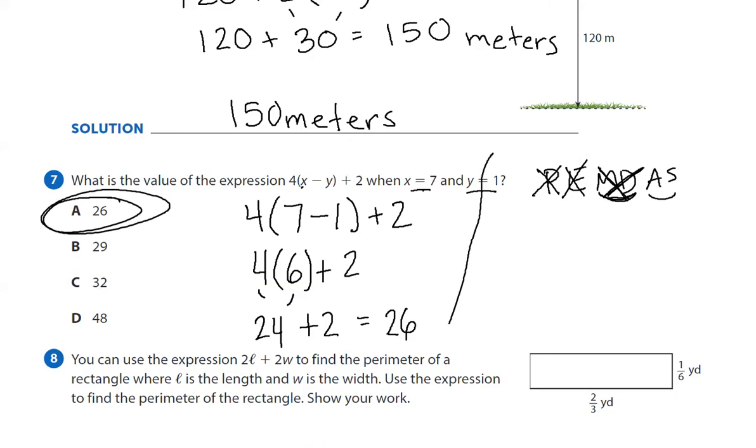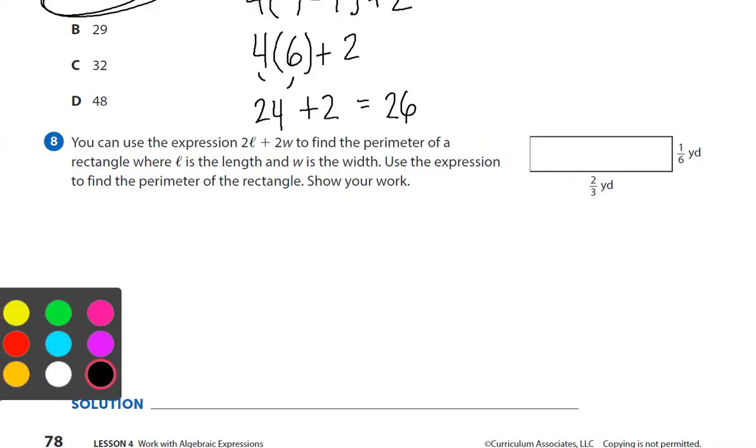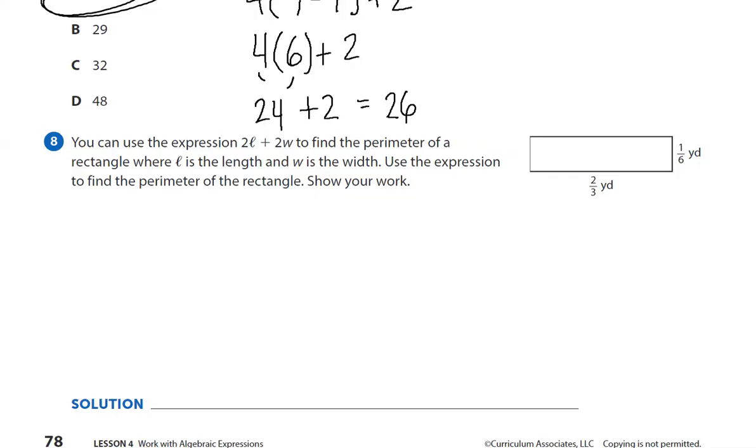Okie dokie. Whoop. That's not the scroll. Okay, last one together. You can use the expression 2L, and notice they do the cursive L so it doesn't look like a 1, plus 2W to find the perimeter of a rectangle where L is the length and W is the width. Use the expression to find the perimeter of the rectangle. So if you recall, just to make sure you know, remember, perimeter is the distance around the outside. It is the fence of the yard.